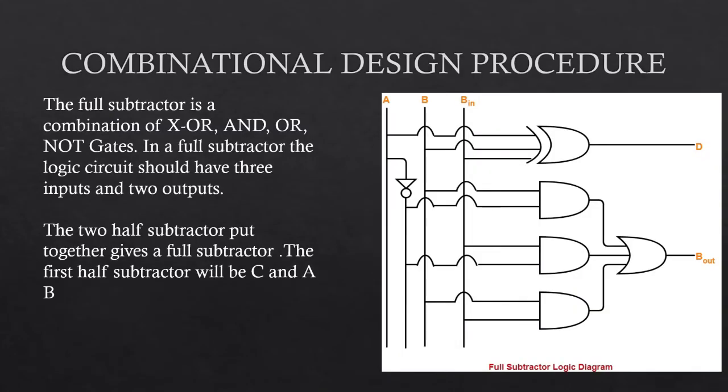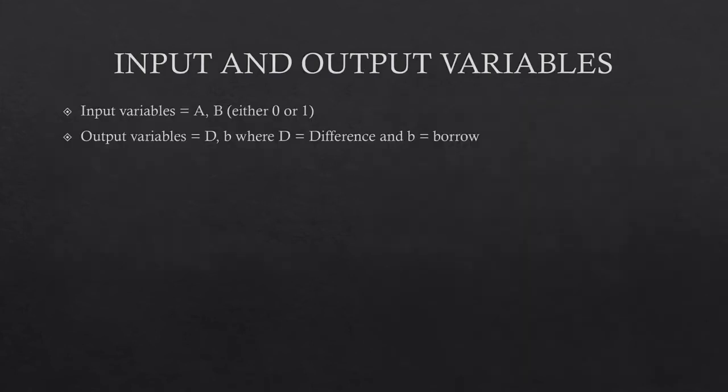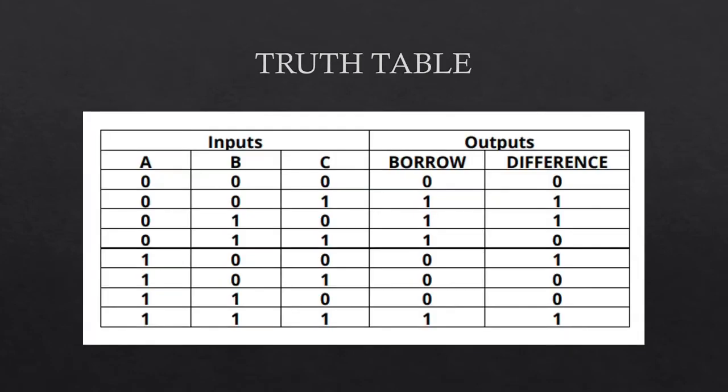So the combinational design for a full subtractor is as follows. This also consists of an XOR gate, an AND gate and an OR gate, and also NOT gates. So two half subtractors put together give us a full subtractor. So the input variables are A, B and C, and the output variables are D and B, where D is the difference and B is the borrow.